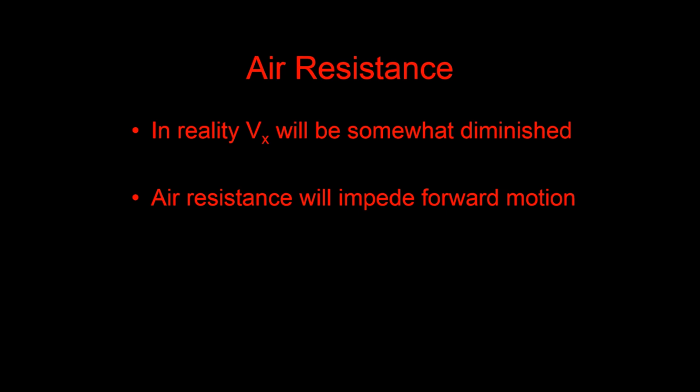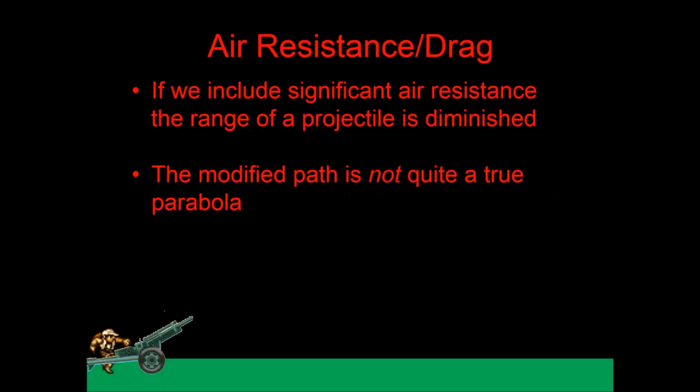For most of the cases that we look at, we can usually ignore this because our object is usually fairly aerodynamic, and this effect is relatively small compared to the velocity change in the y direction. But it is there, and air resistance will impede your forward motion. So if we're looking at the realistic case here, we will end up with a situation where our parabolic trajectory is not quite a truly symmetric parabola.